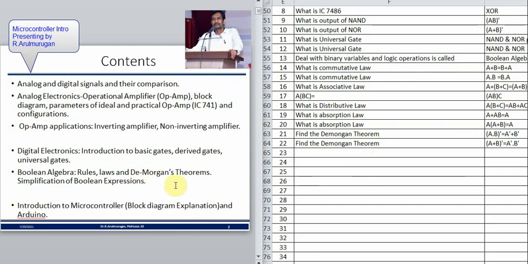Then the theorem, De Morgan's theorem. What is De Morgan's theorem? What does it say? (A dot b) whole bar is equal to a bar plus b bar. You can write it in reverse too: (a plus b) bar equals a bar dot b bar. Here dot is replaced by plus, and plus is replaced by dot. That is De Morgan's theorem.